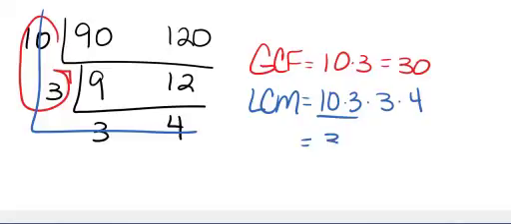10 times 3 is 30. 3 times 4 is 12. And then we're going to need to multiply 30 times 12, and we get the big number of 360. So the greatest common factor of 90 and 120 is 30, and the least common multiple of 90 and 120 is 360.